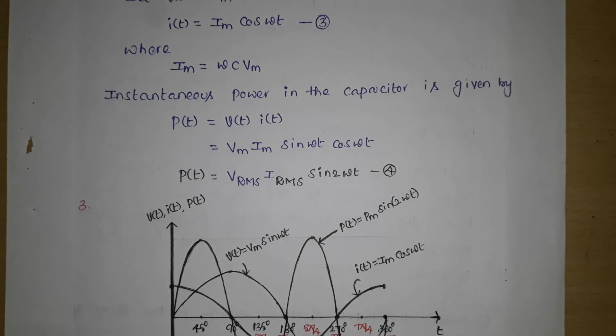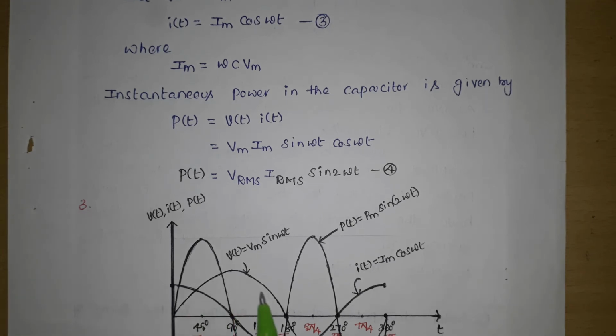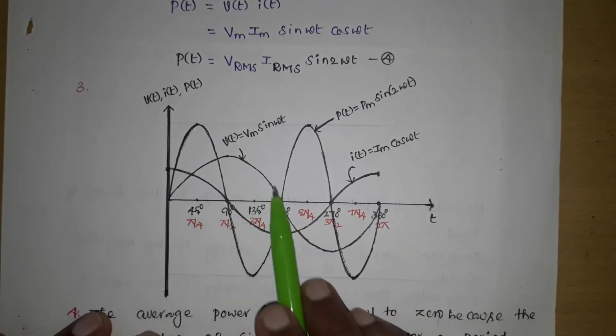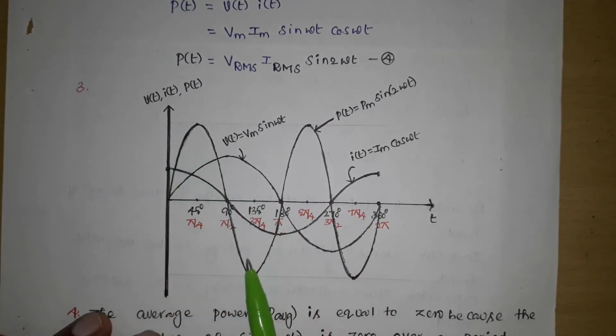So if voltage completes one cycle or current completes one cycle, power in the capacitor completes two cycles. This is the voltage waveform. It is completing one cycle, whereas power is completing two cycles. This is one cycle and this is one cycle. So here voltage completes one cycle and power is completing two cycles.